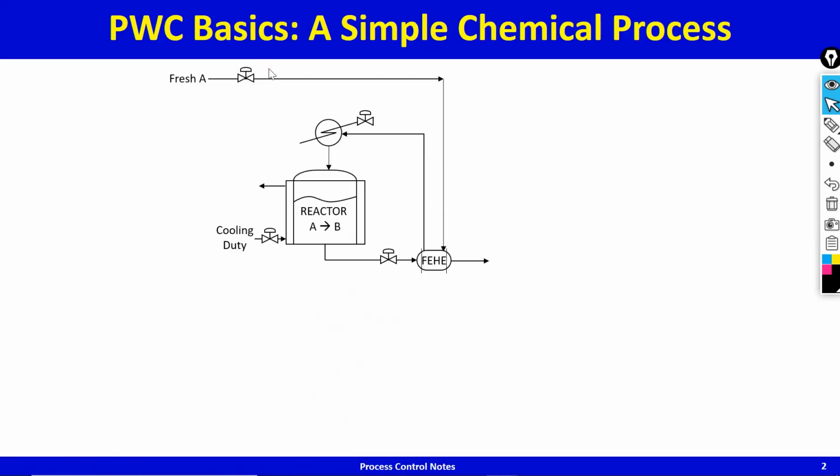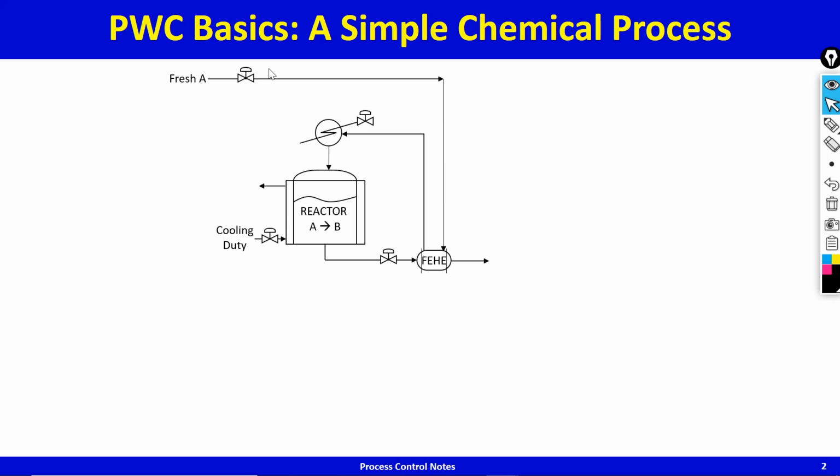So let's consider a simple chemical process. You got fresh A being preheated in a feed effluent heat exchanger, then heated to the reactor temperature, and then the exothermic reaction A goes to B occurring in a CSTR. The conversion is not complete, 30, 40, 50%. So you got unreacted A and B in the reactor effluent.